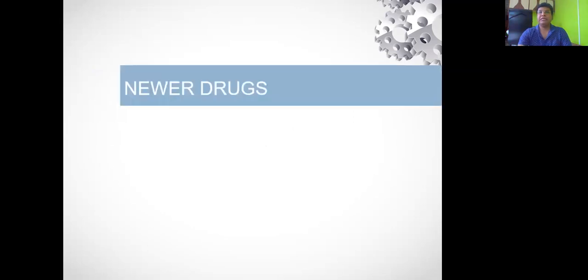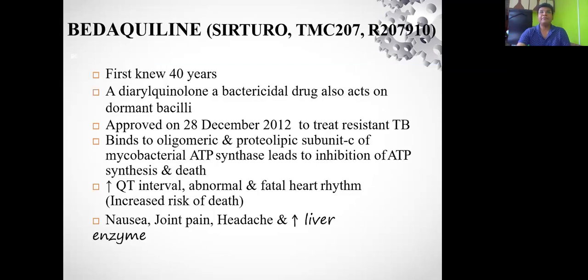Then, when I talk about newer drugs, what are the newer drugs available for the treatment of Mycobacterium tuberculosis infections? The newer drugs like bedaquiline. This bedaquiline is also called SIRTURO. It is also named TMC 207, R207910. All of these are nothing but bedaquiline. As I already told you, this bedaquiline is a drug which was known 40 years back, but it was approved for use for the treatment of MDR and XDR in the year 2012, to treat resistant TB or Mycobacterium tuberculosis infections.